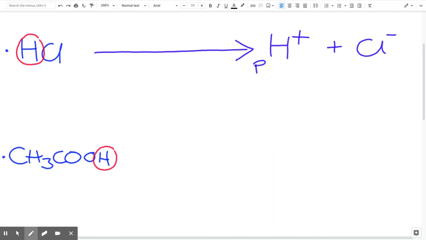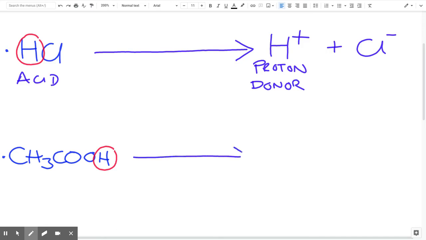So this is a proton or H plus ion, and if it is able to donate this proton, then HCl, hydrochloric, can be regarded as acidic because it is acting as a proton donor. Now, ethanoic acid is an acid. It must also, on a basic level, do exactly the same thing.